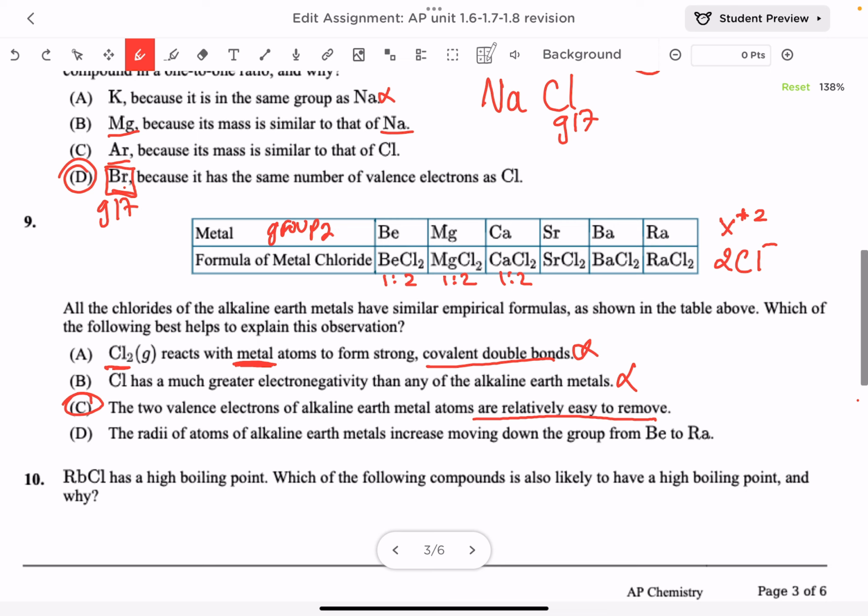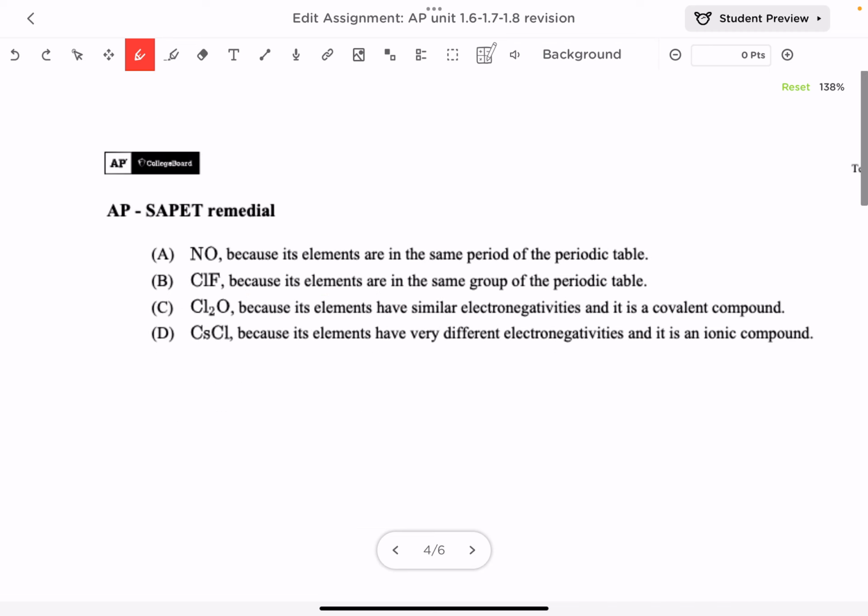Moving on with the questions, RbCl has a high boiling point. Okay, because RbCl is an ionic compound, and usually ionic compounds do have a high boiling point. Which of the following compounds is also likely to have a high boiling point and why? So let's look at the choices.